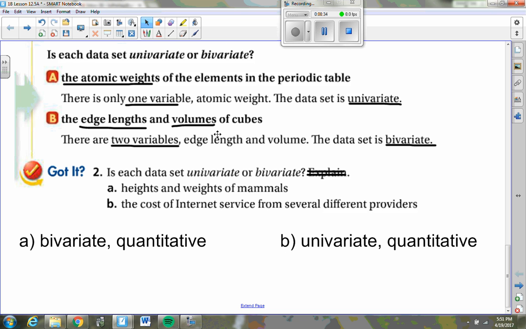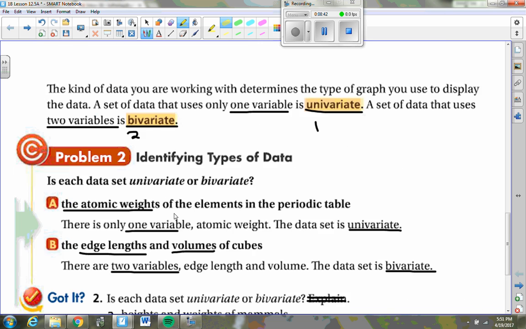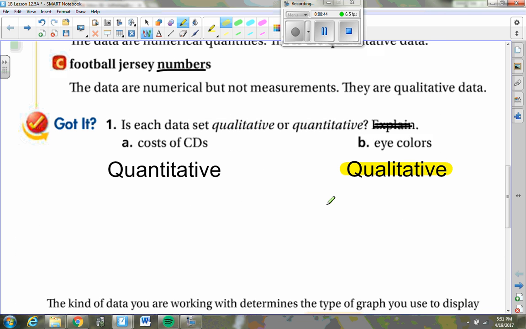Okay? If you have questions about any of these vocabulary words, bivariate, quantitative, univariate, qualitative, if you have any questions about those, please make a note to ask me in class tomorrow.